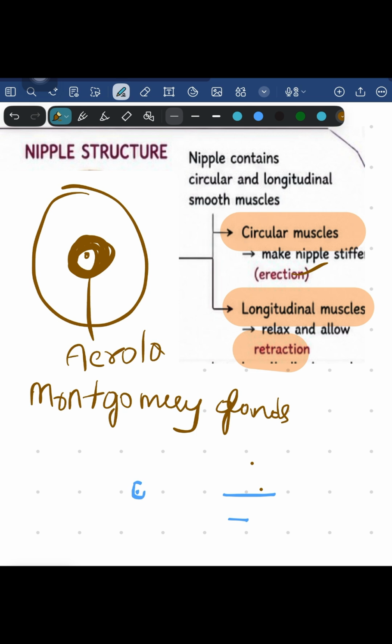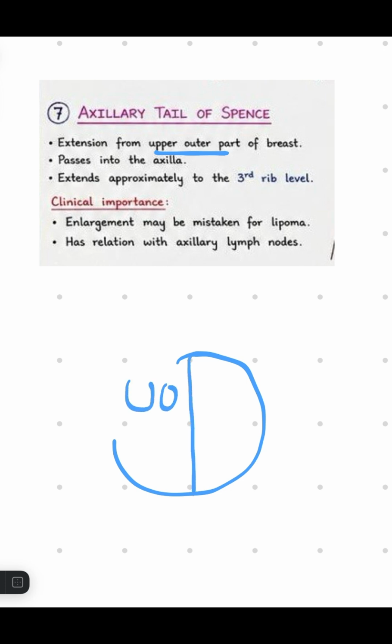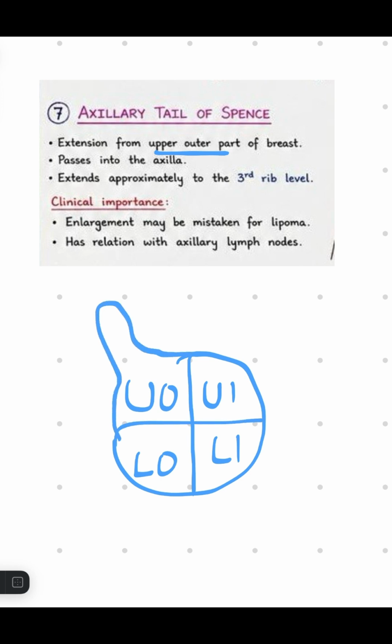Next, there is an extension from the upper outer part of the breast which passes into the axilla. So this is a breast, and we have four quadrants in the breast. This is the upper outer quadrant, this is the lower outer quadrant, this is the upper medial or inner quadrant, and this is the lower inner quadrant. From the upper outer quadrant, there is an extension into the axilla. This is called the axillary tail of Spence.